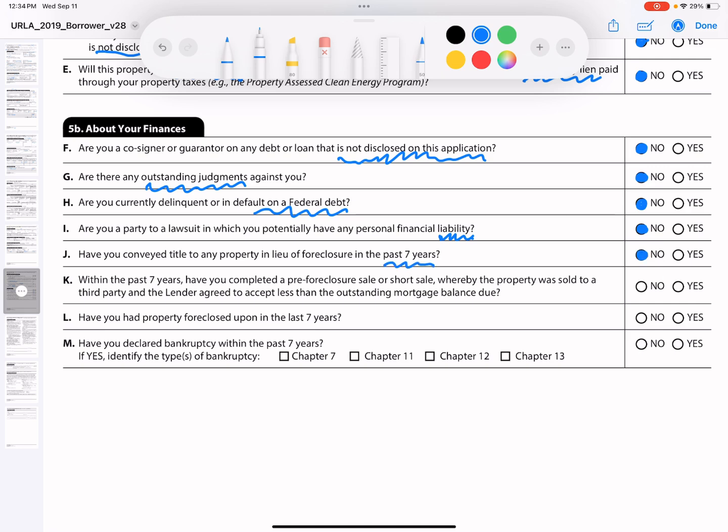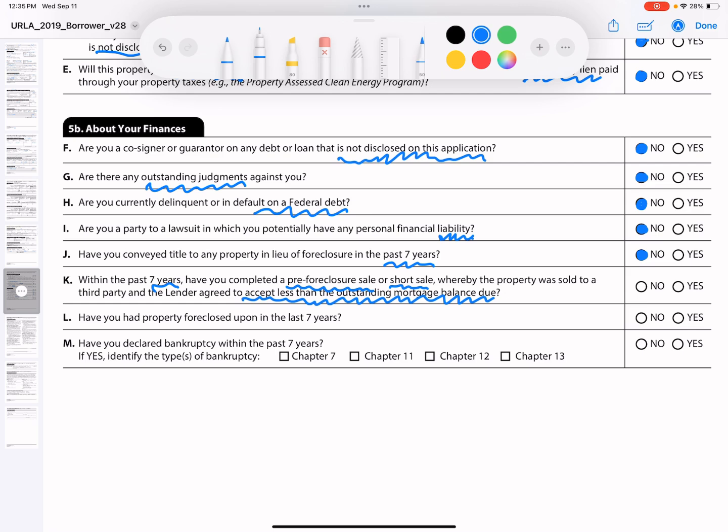Within the past 7 years, have you completed a pre-foreclosure sale or short sale whereby the property was sold to a third party and you accepted less than the outstanding mortgage balance due? I actually talked about this in another video. A lot of times when your property is foreclosed, not all of the money is recouped by the lender. There could have been a negative balance.